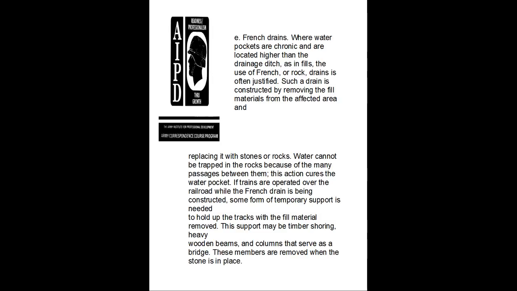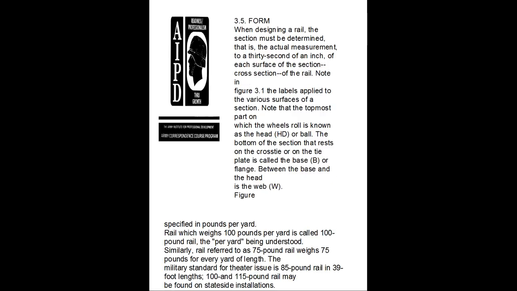Trains are operated over the road while the French drain is being constructed. Some temporary support is needed to hold the tracks where the fill material has been removed. The support may be timber shoring, or heavy wooden beams and columns that serve as bridges. These members are removed when the stone is in place.